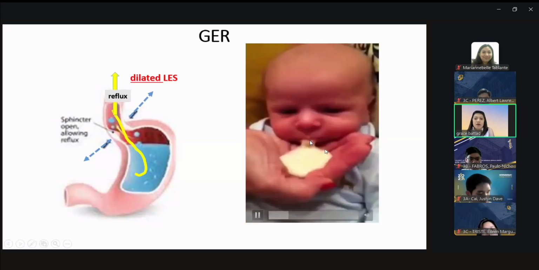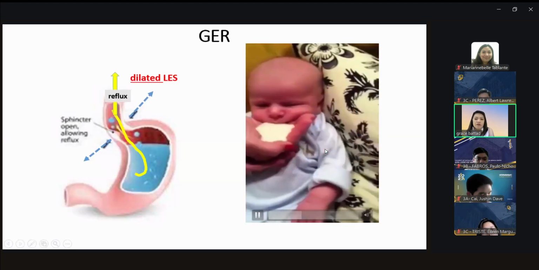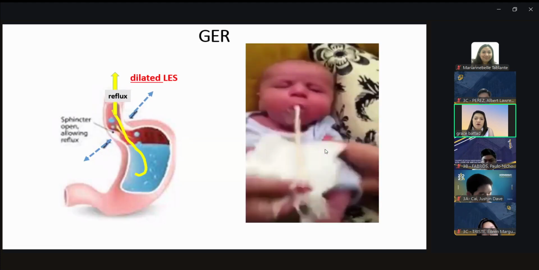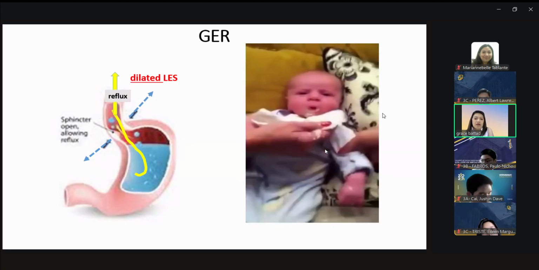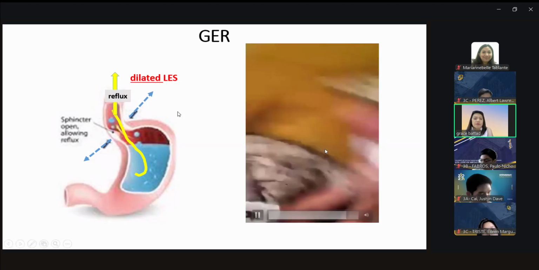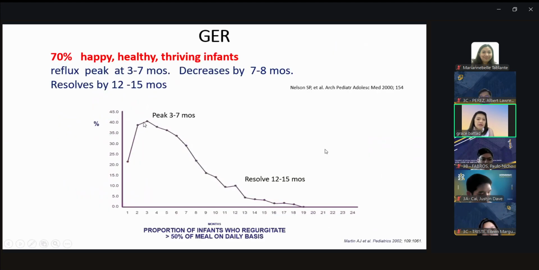Okay. So after about 10 to 15 or even 30 minutes after feeding, all of the contents are spit out. Well, we call this a happy spitter. Usually, it starts at the age of 2 weeks to 2 months old. It peaks at 3 to 7 months old, and as the baby assumes an upright position and the gastrointestinal tract is getting more mature, there will be spontaneous resolution at 12 to 15 months old. It decreases by 7 to 8 months because of the upright position.